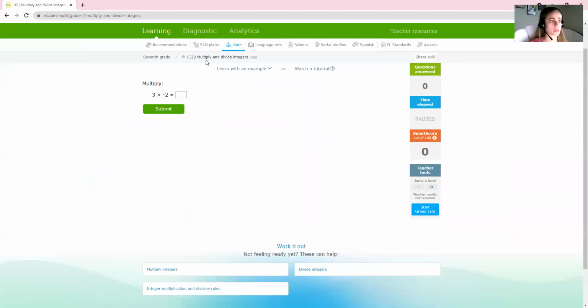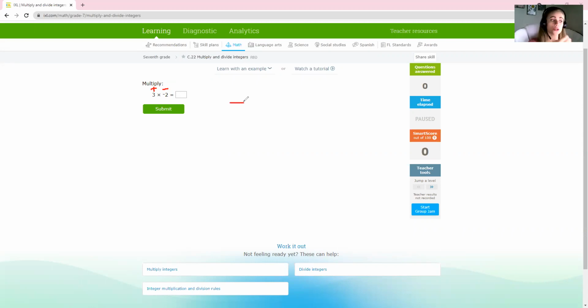Here I am on assignment R8D, multiply and divide integers. When I see a problem, the first thing I like to do is look at my signs and determine whether the answer will be positive or negative. Then I can do the multiplication. For this problem, we have a positive 3 times a negative 2. If I think back to those rules, their signs are different, which means our answer will be negative.